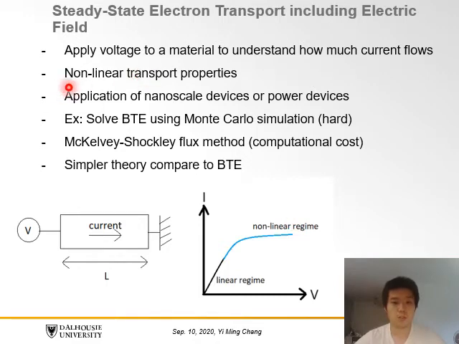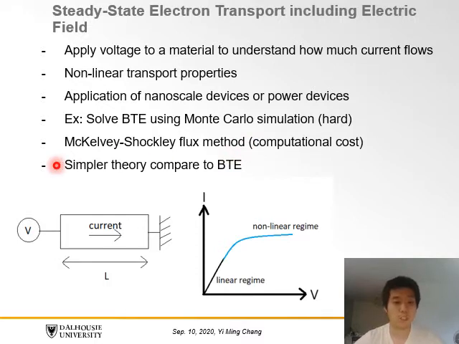Our project focuses on nonlinear transport properties, and there are a lot of applications connected with it, for example nanoscale devices or so-called power devices. However, it is hard to solve this type of problem since you need to solve the Boltzmann transport equation using Monte Carlo simulation. Our goal is to show there's a method that can obtain the same answer or a very close answer at a fraction of the computational cost, and this method is Shockley Flux.